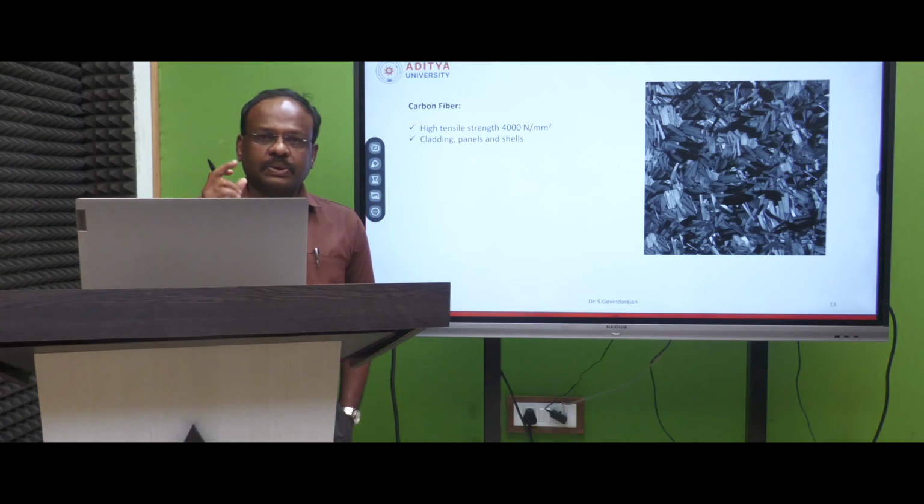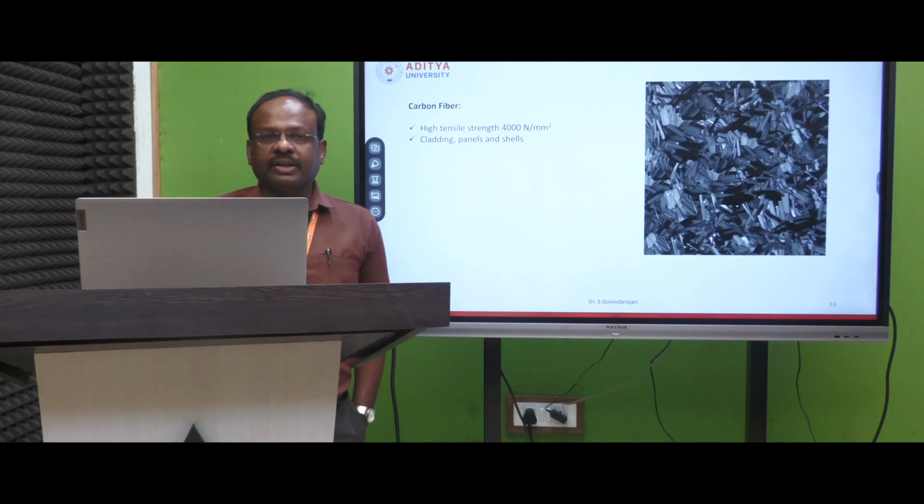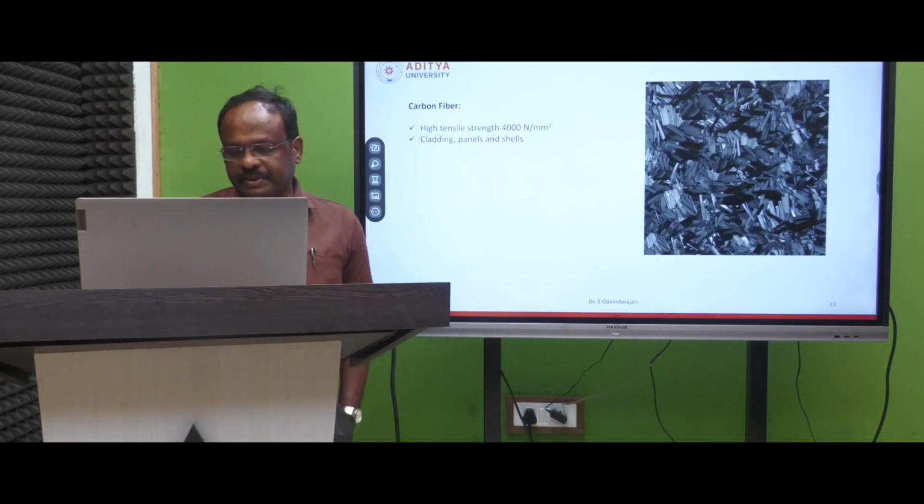In the wall, outside cladding is there, and roof cladding is there. In those places they use carbon fiber, and also for panel members and shell structures. I said these three types of structure are only the main ones, but there are various other structures where you can use this carbon fiber, right?